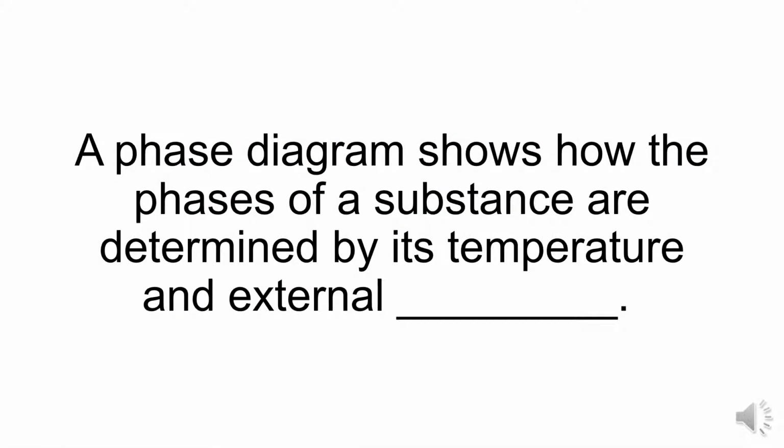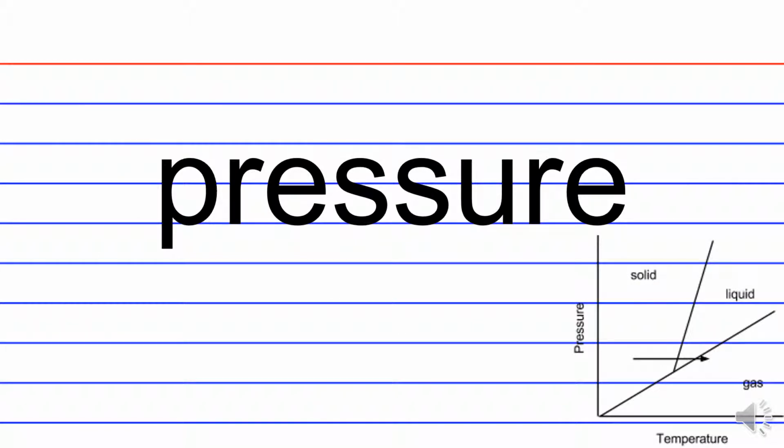All right. A phase diagram shows how the phases of a substance are determined by its temperature and external blank. So what two factors determine phase change? Temperature and what? That's right, you guessed it, pressure.